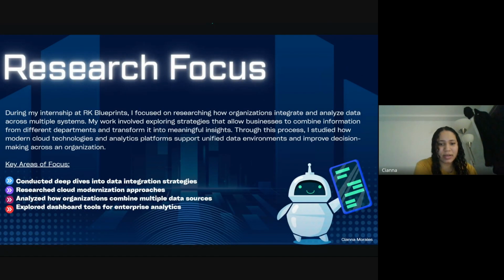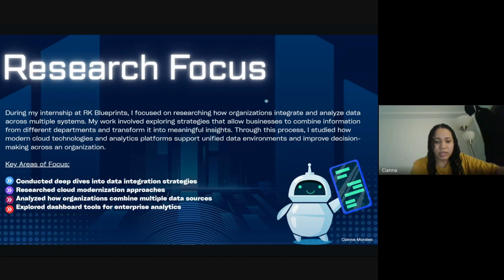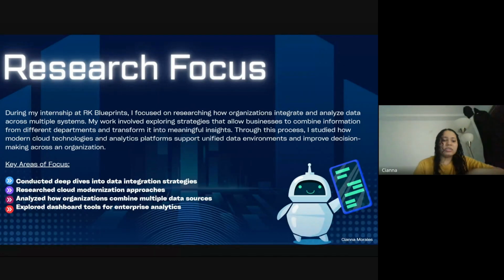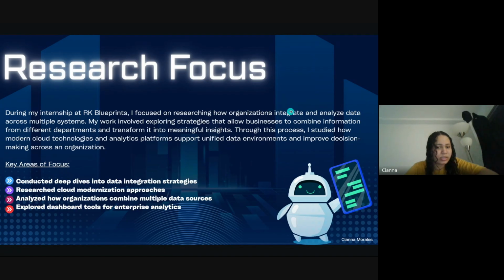During my internship, I researched a lot of networks and how data is analyzed across multiple systems. I explored how strategies allow businesses to combine information within different departments and how we can manage meaningful insights. I studied how modern cloud technologies and analytics support the data that we collect as a company. My key focus area will be conducting deep dives into data integration strategies, researching cloud modernization approaches, seeing how organizations combine multiple data sources, and exploring dashboard tools for enterprise analytics.